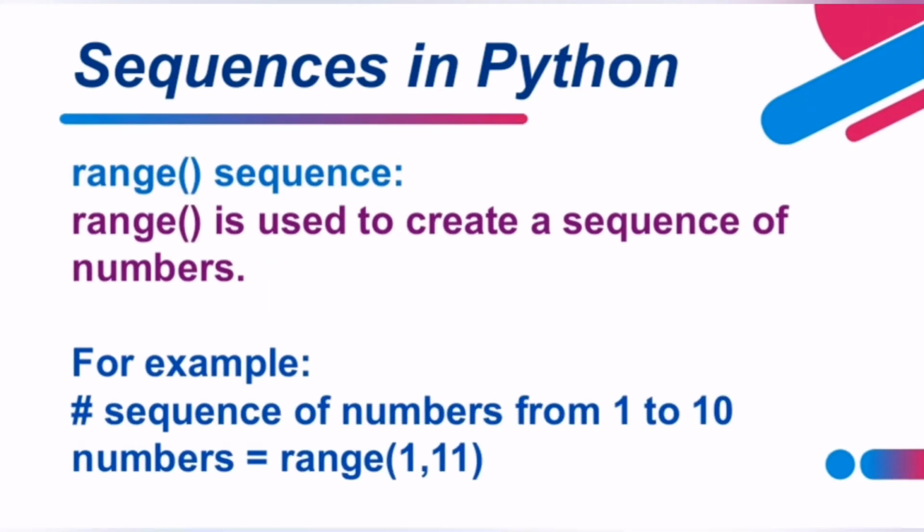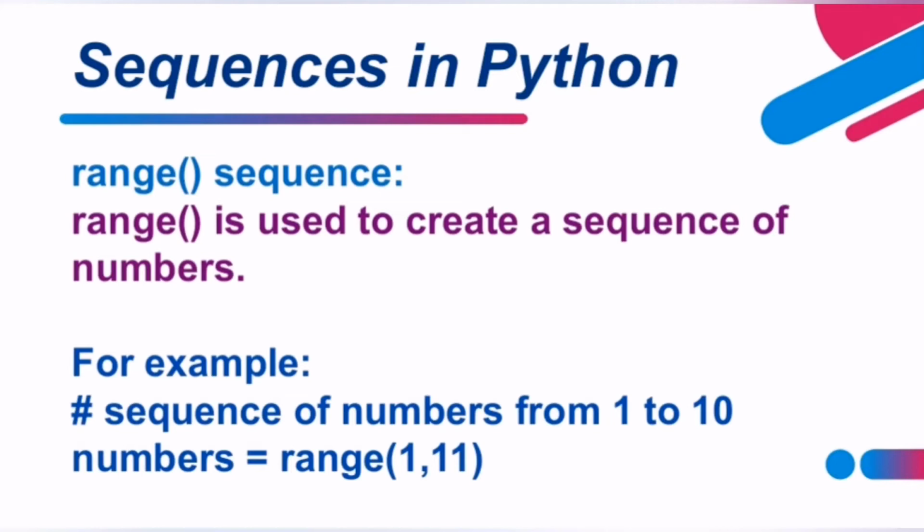Range. The third type of sequence is the range sequence. Range is used to create a sequence of numbers. For example, here numbers equal to range 1 to 10. So here the sequence is the numbers from 1 to 10. We will learn how we can use these sequences in for loops for better understanding.